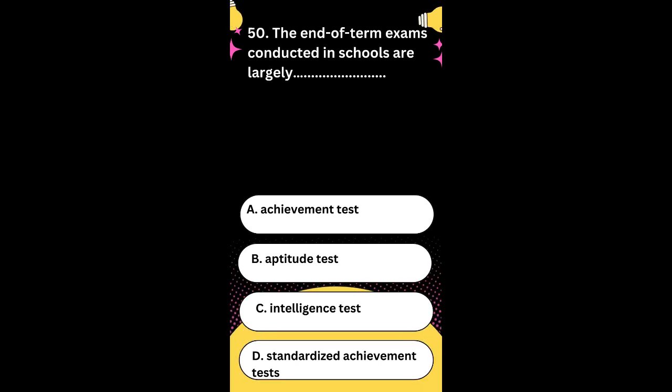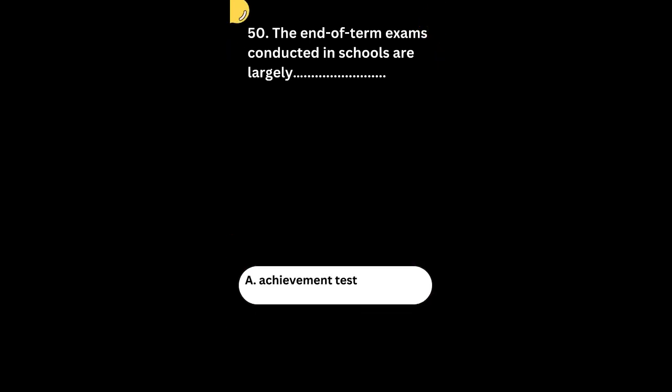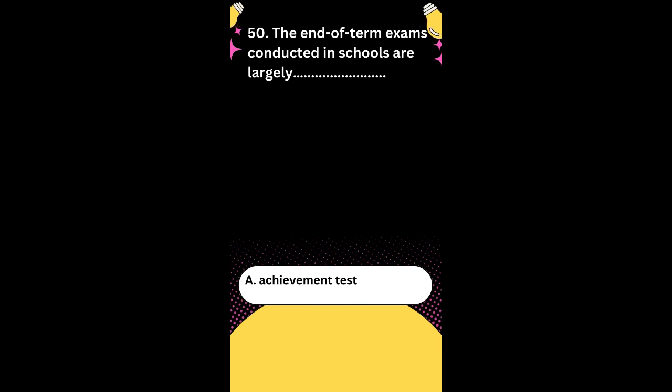50. The end-of-term exams conducted in schools are largely A. Achievement test. B. Aptitude test. C. Intelligence test. D. Standardized achievement tests. The correct answer is A. Achievement test.